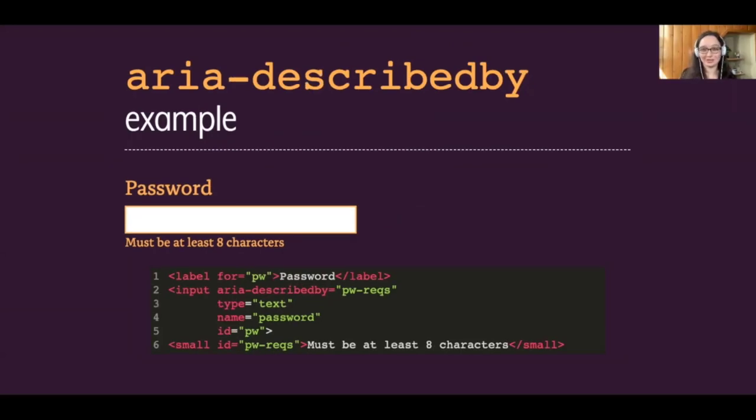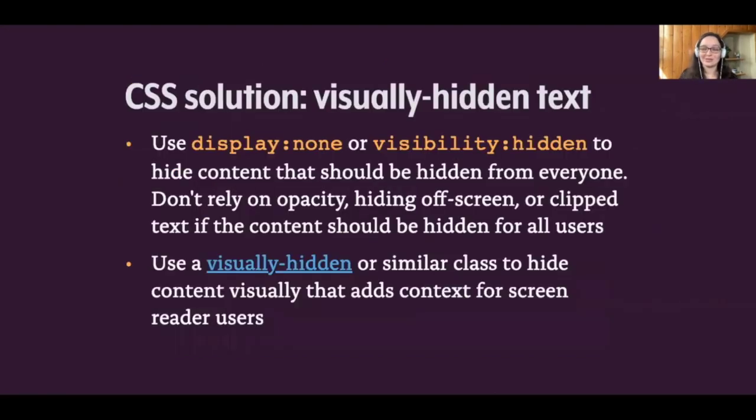Okay, so that was ARIA described by. We're back in Chrome now. So let's see what the last technique is. All right, so now we're on to the CSS solution, which is using visually hidden text.